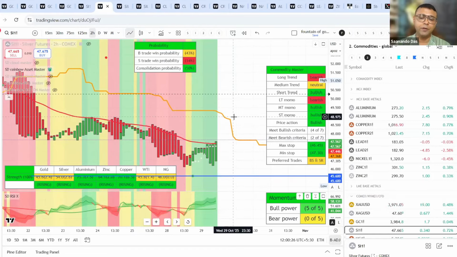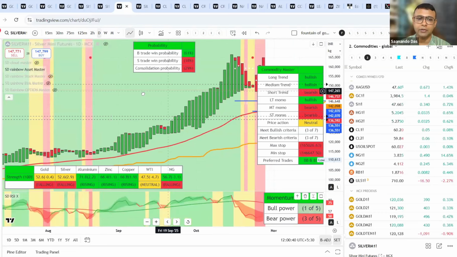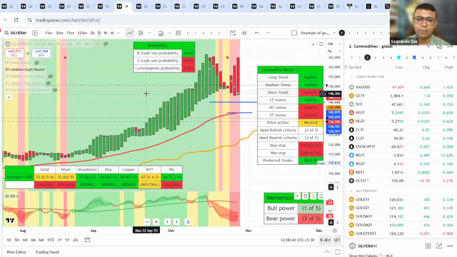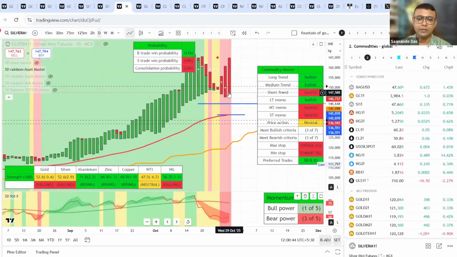So today's Federal Reserve meeting looks like it will be decisive in decoding the next movement in gold and silver. So I am sure you will trade carefully. This is the chart in Silver Mini.